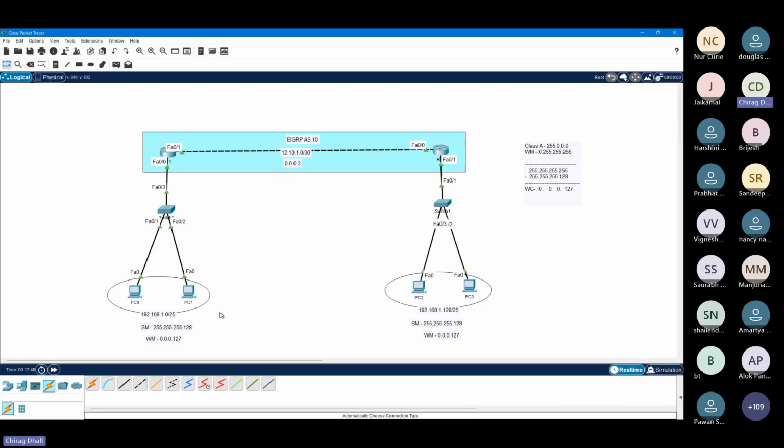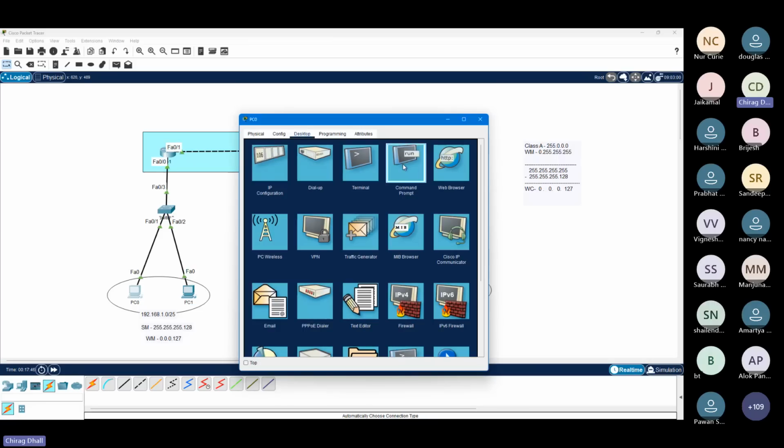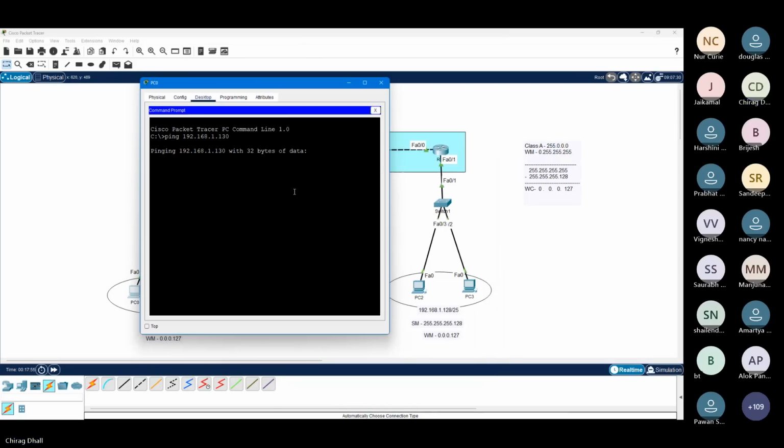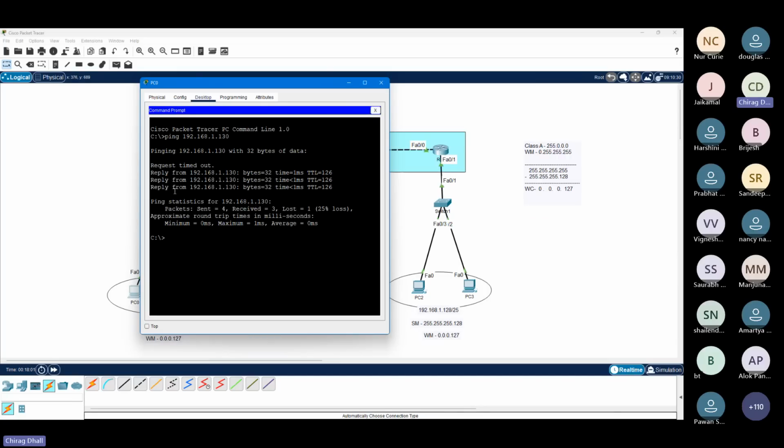Then finally, it's time to check connectivity between PC0 and PC2 and 3. I'll go to PC0, I'll ping 192.168.1.130, which is my PC2. And we can see we are getting the replies. That means we have successfully connected two different networks together. Questions or doubts?